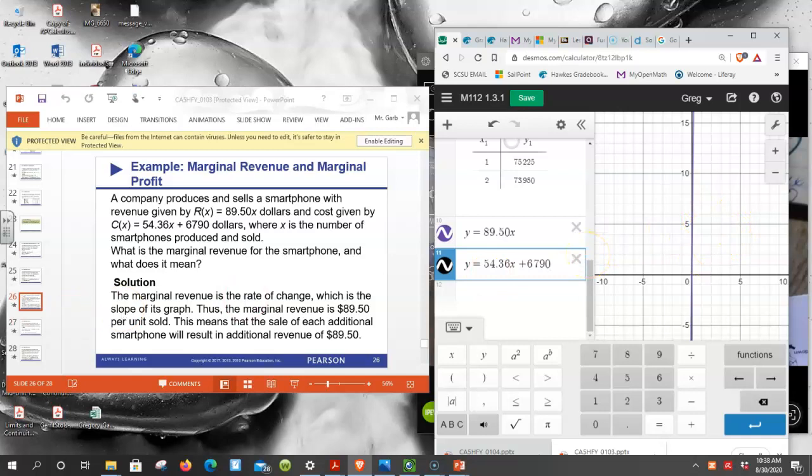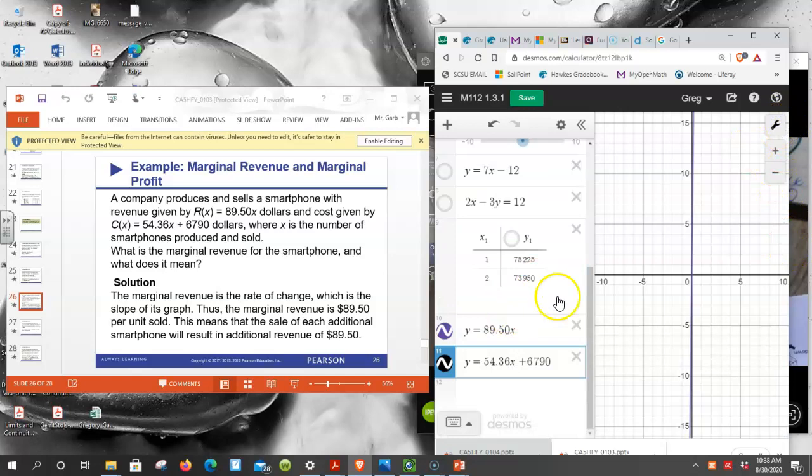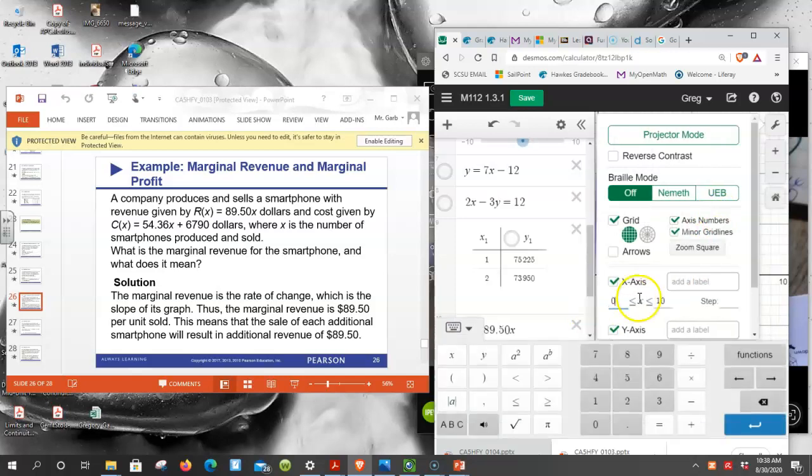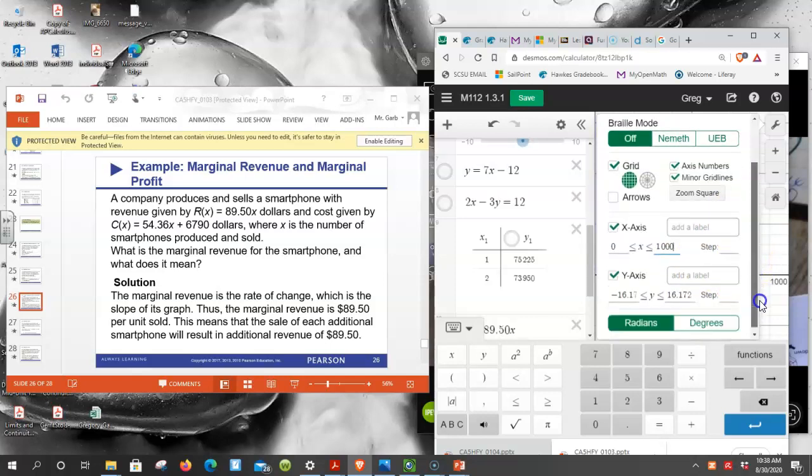All right. So I want to see where they meet, right? So we need to find the correct X and Y to put on here. We know we can't sell a negative amount of smartphones, so that's got to be 0. We have to find where that point is where they come together, maybe. I don't know. Let's see what the graph looks like.